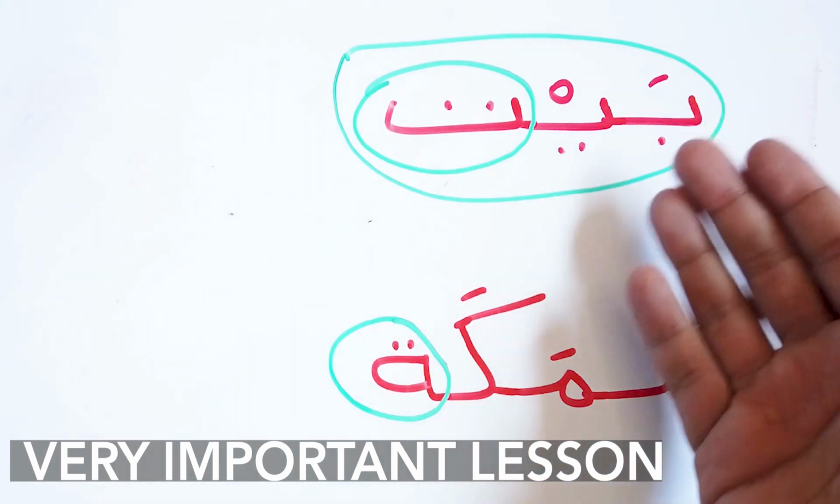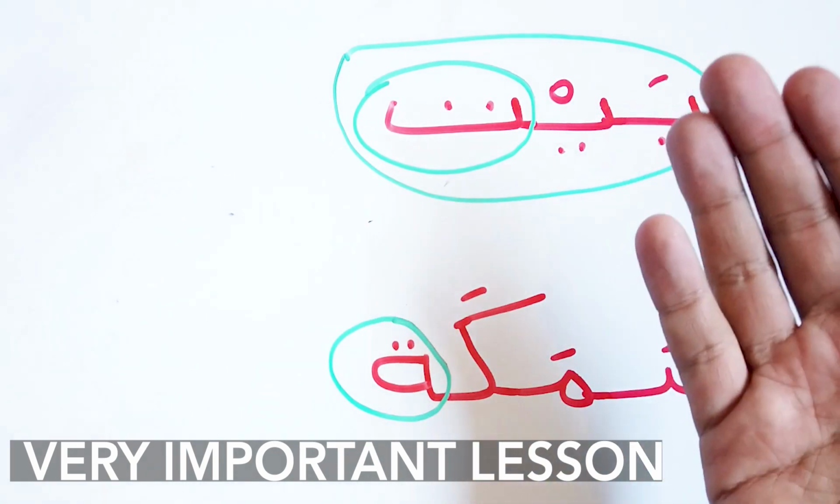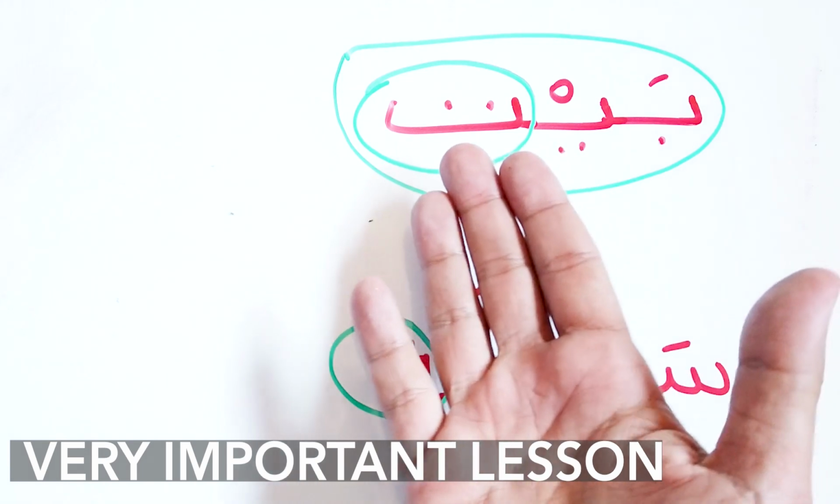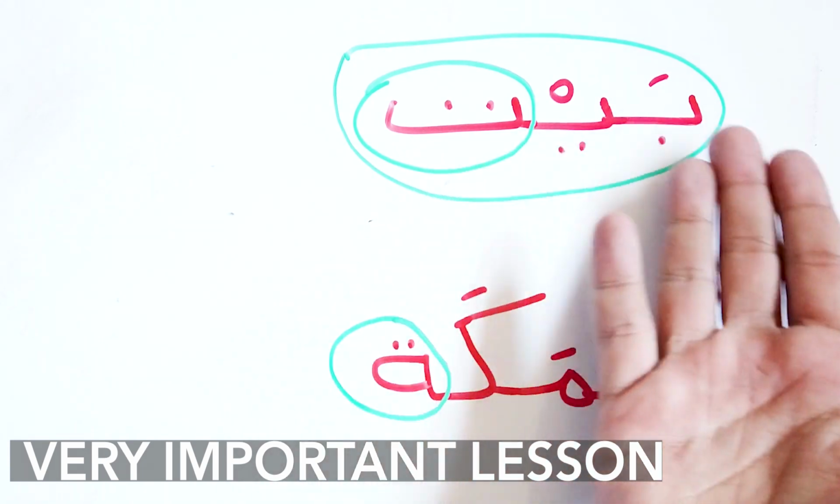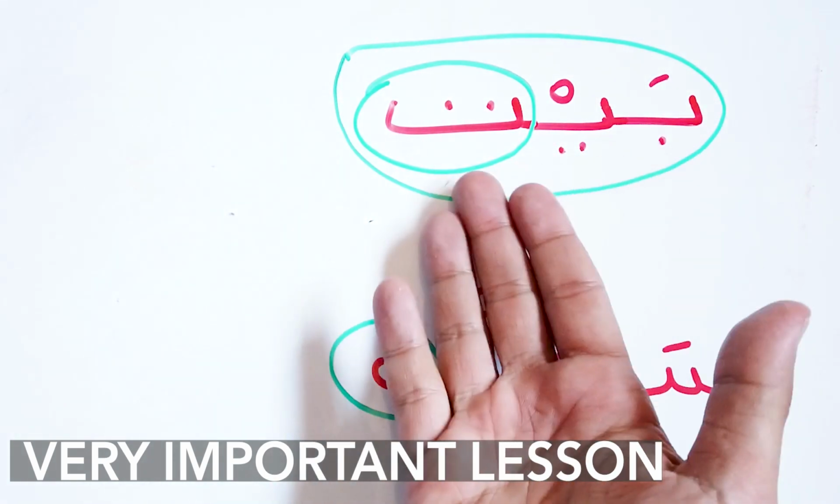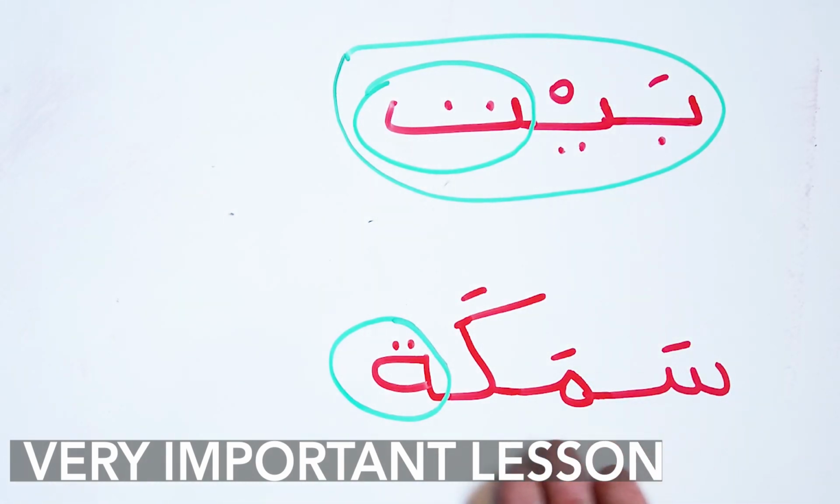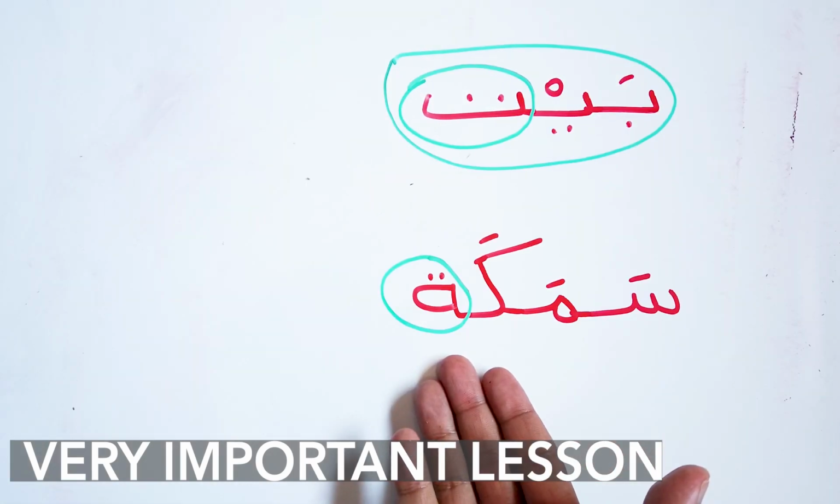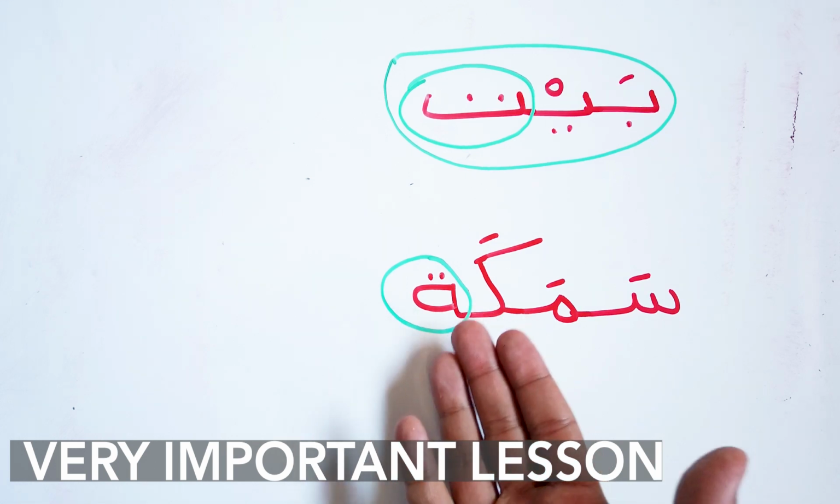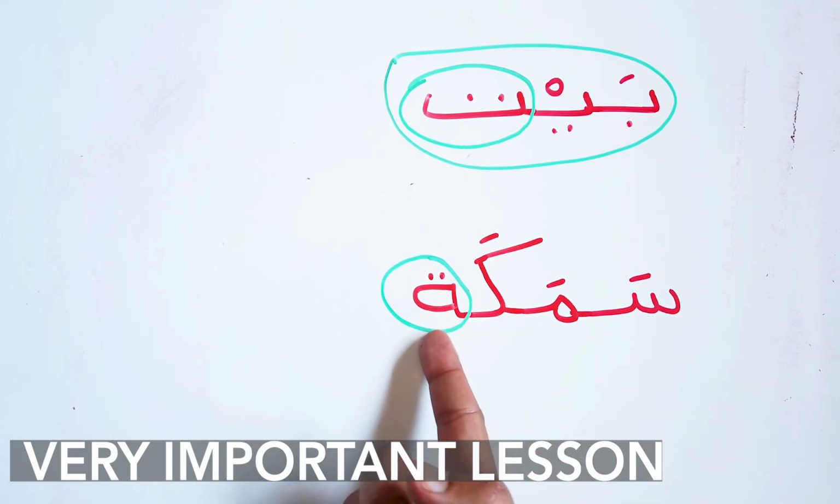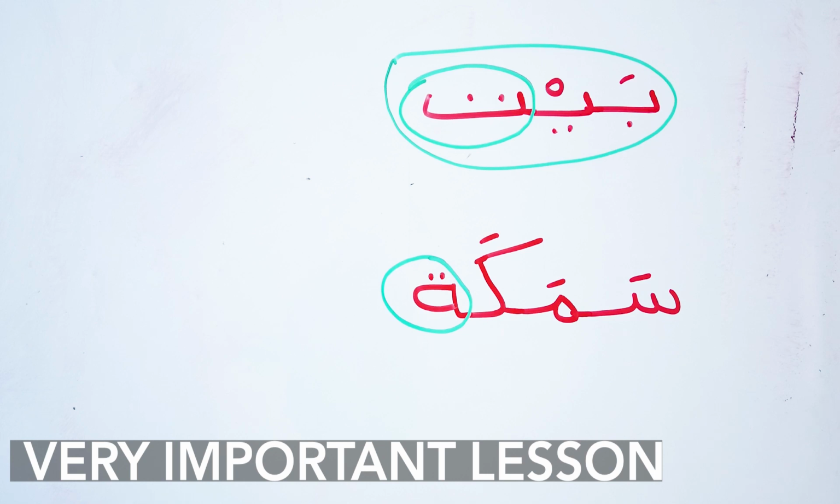So if you know that this is a masculine word, you will know that it ends with ta maftouha, like this. Bait, bait. And if you know that the word fish, samaka, in Arabic is a feminine word, you will know that it ends with ta marbuta, like this.